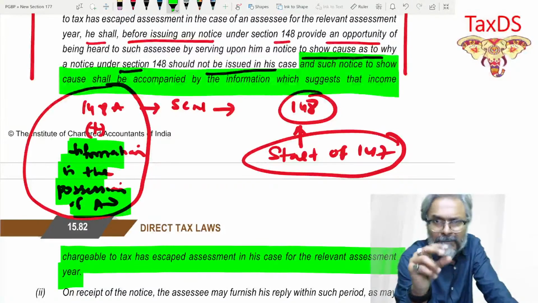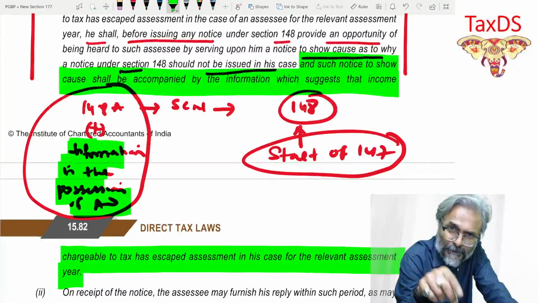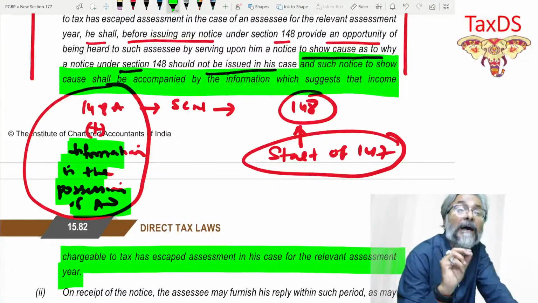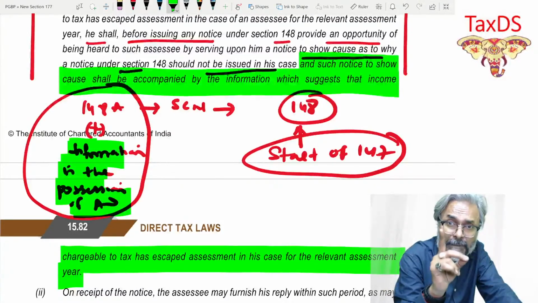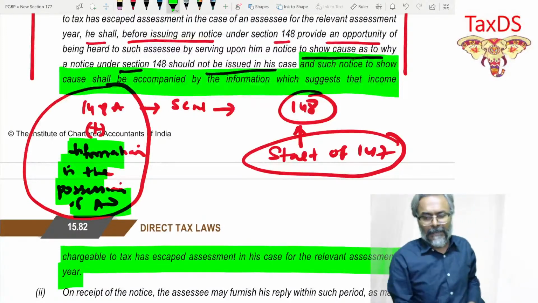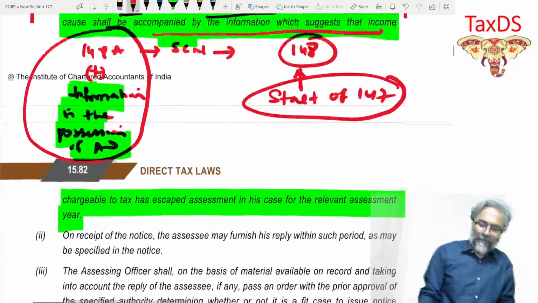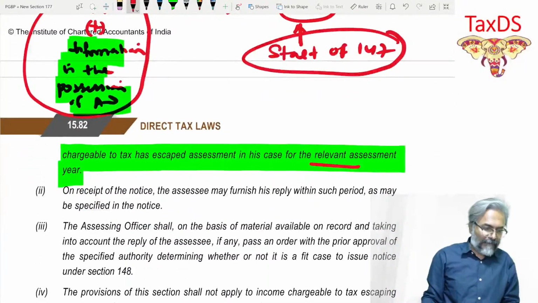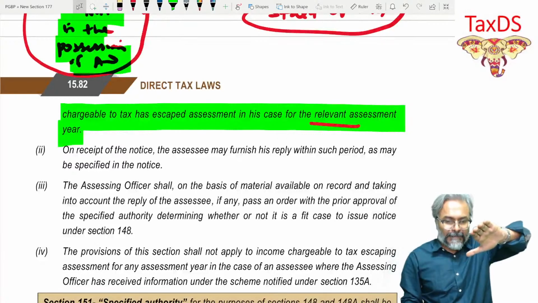Conclusion that this is a case of 147. So is he supposed to furnish the reason at the time of issuing the notice under 148A? Answer is yes, students. This is an important part. Just keep that particular part in mind. And such notice to show cause shall be accompanied by what, students? Shall be accompanied by information which suggests that the income chargeable to tax has escaped the assessment in the case of the relevant AY. Now the assessee has got the notice of 148A.